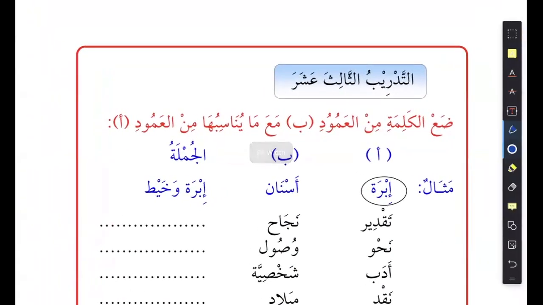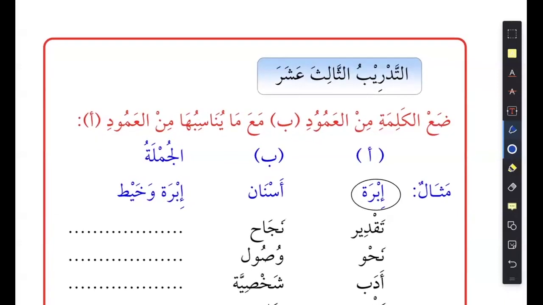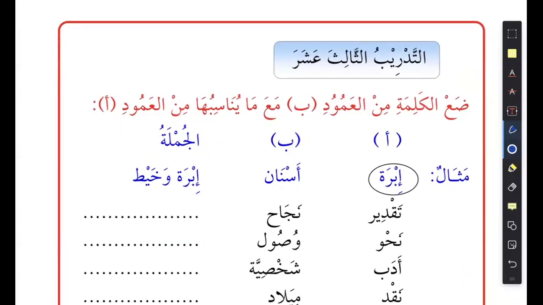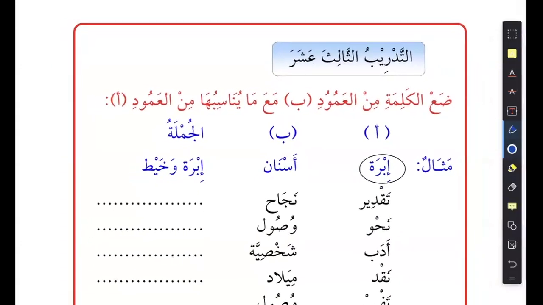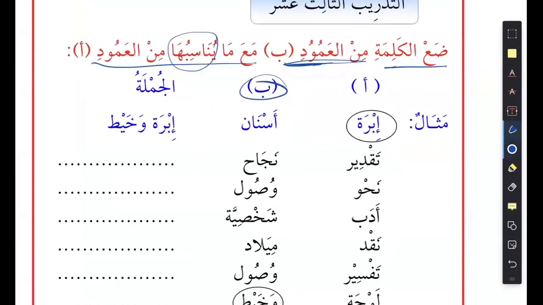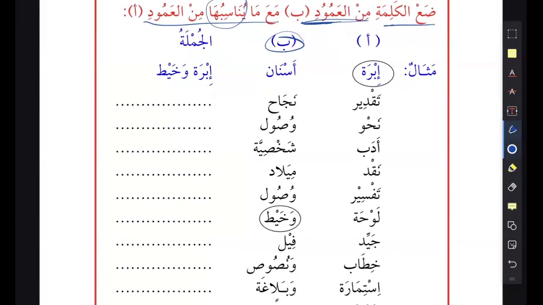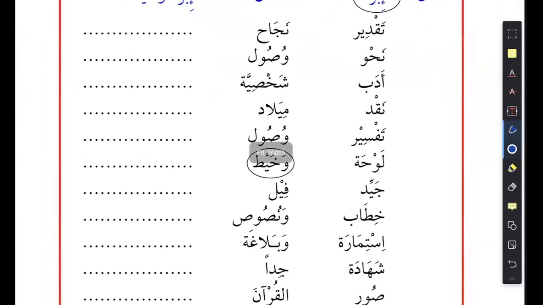Then we have التدريب الثالث عشر, the 13th exercise. It says ضع الكلمات من العمود با مع ما يناسبها من العمود همزة or alif. It says to put the word from the ba column with what is yunasib, to be suitable. Okay, what is suitable from here? It's just matching. They give you an example. You say ibra, and we have a khayt. Ibra is the needle and khayt is the string. And this should be very easy, I think.